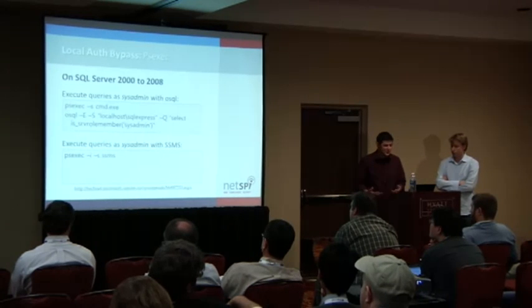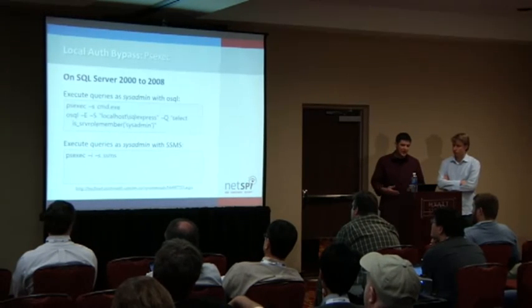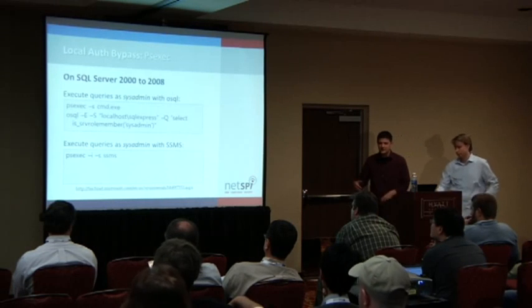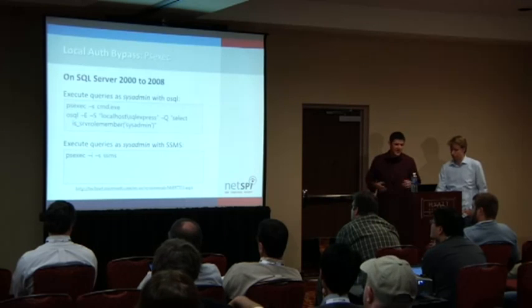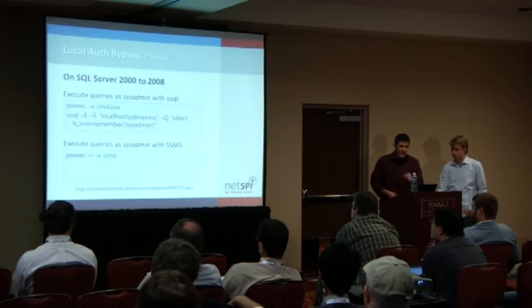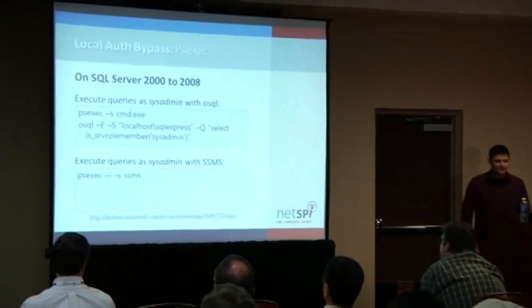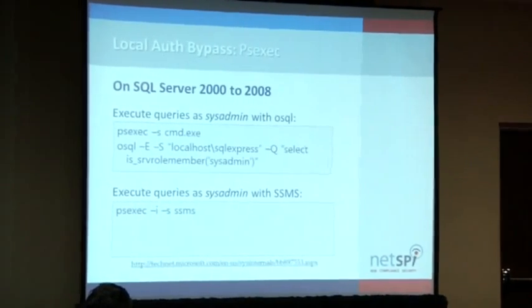And once you have that command shell, you can simply run OSQL -E. And now you're running as system with the privileges of system. You're using that -E switch to inherit the privilege, so you don't actually have to add a password. And then you can simply run a command. In this instance, this example will return a 1 if you're a sysadmin and a 0 if you're not. And if you run this scenario, you'll get a 1 back.